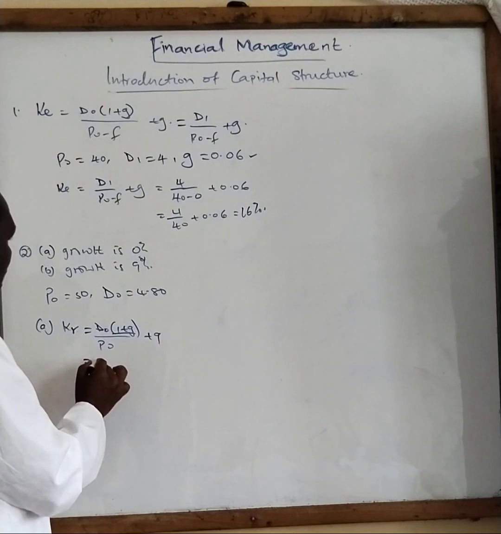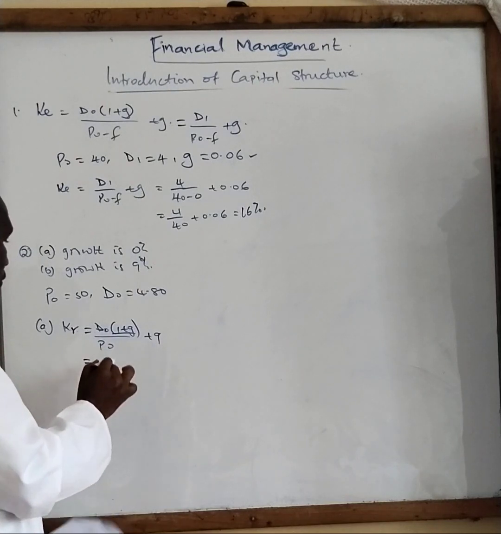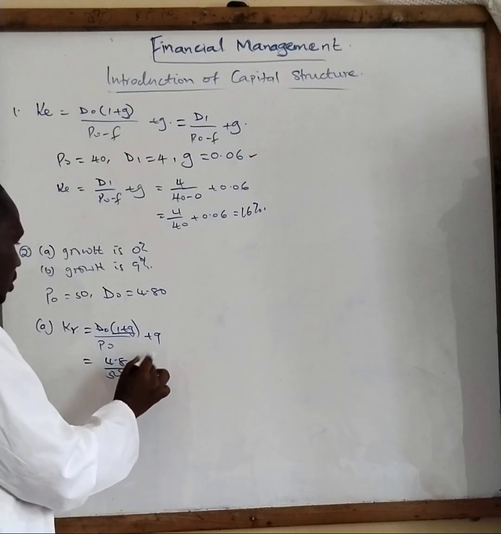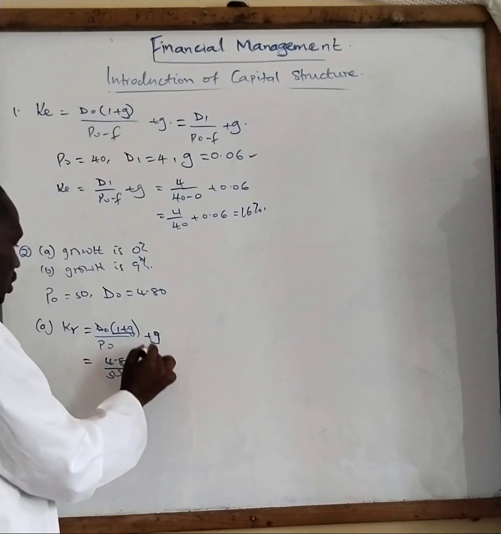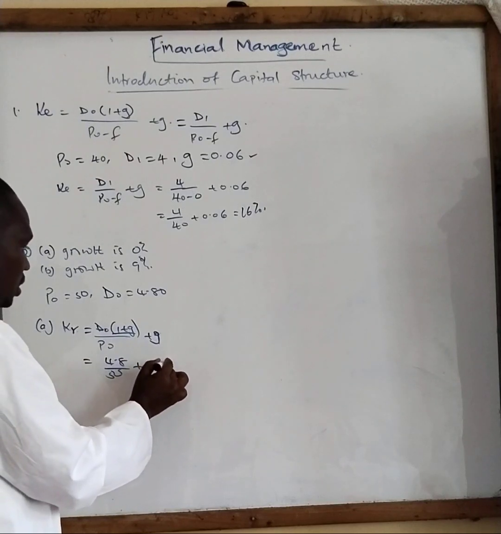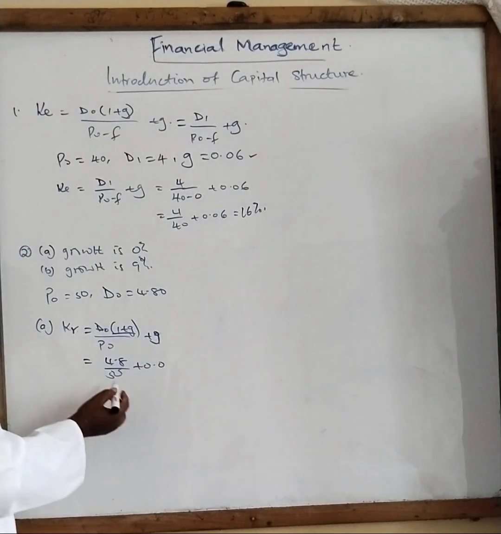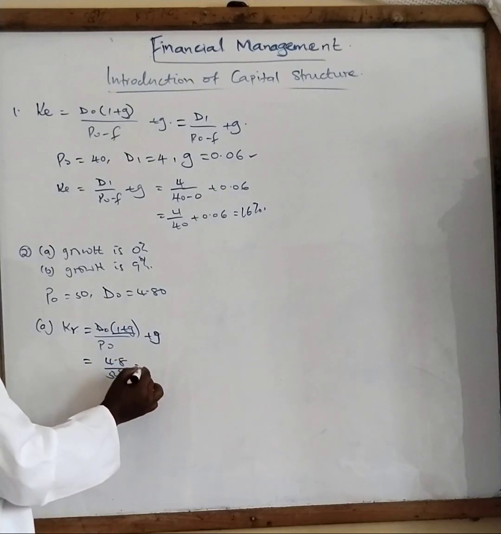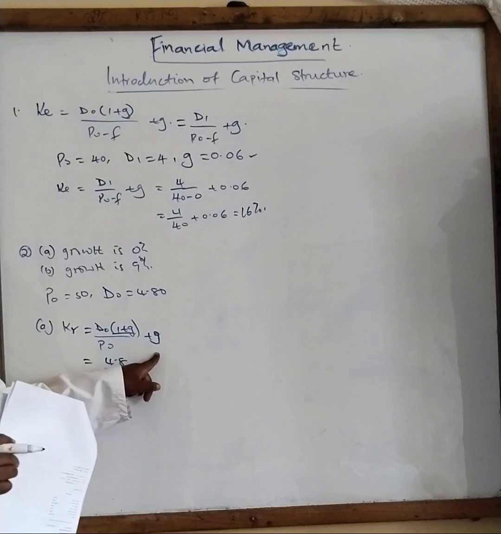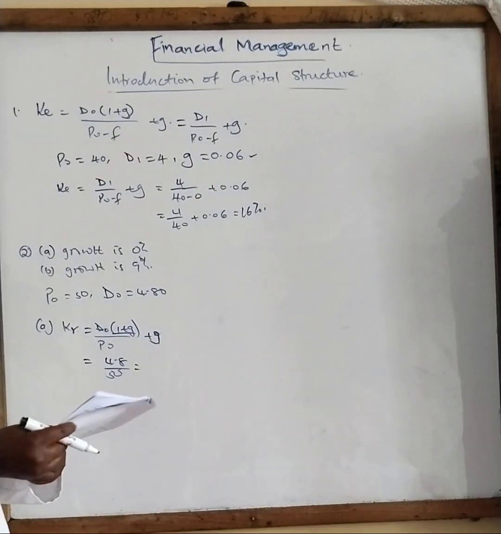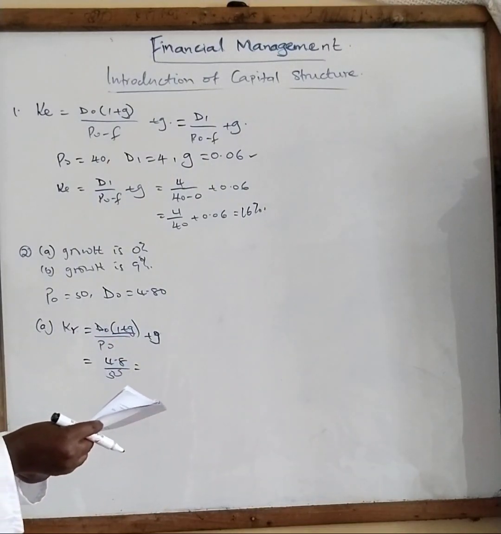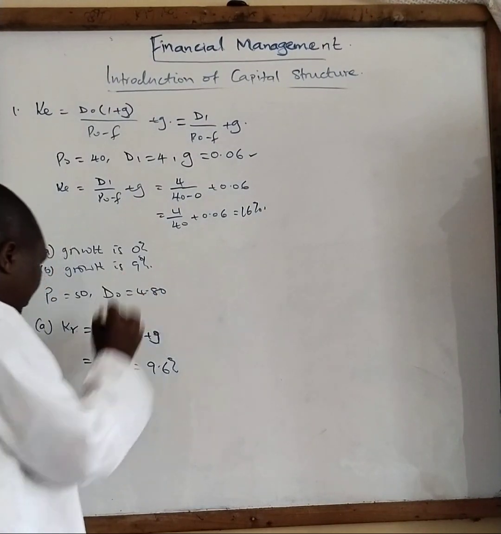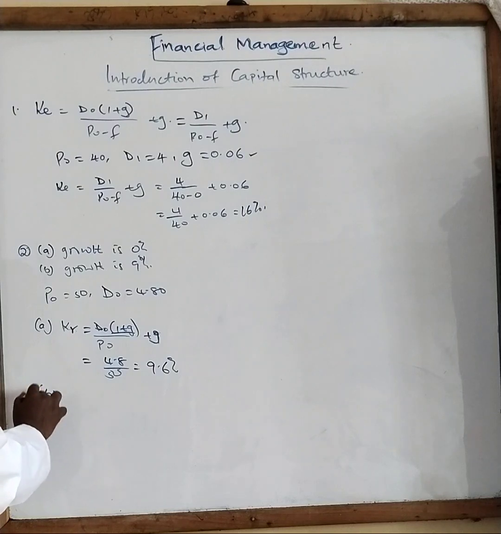You have been told the dividend is 4.8. You divide by 50, then you add G. This is G, which is 0. So there will be no growth. So the answer you will get there is 9.6%.